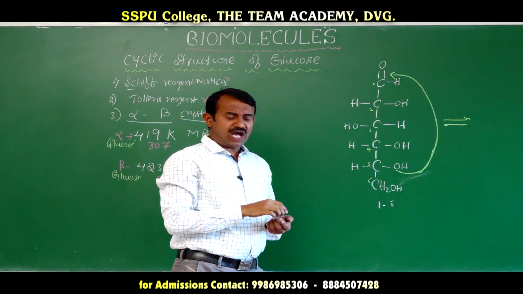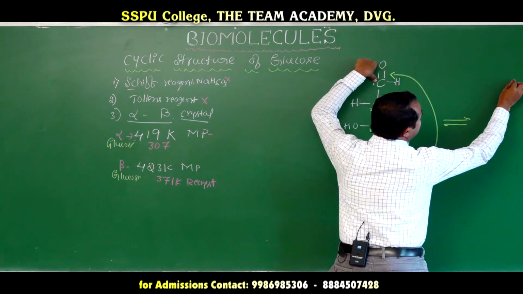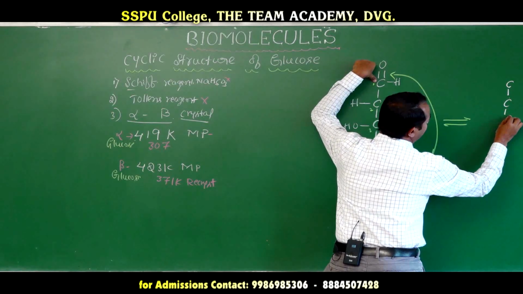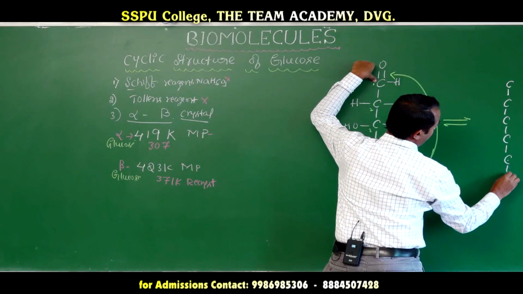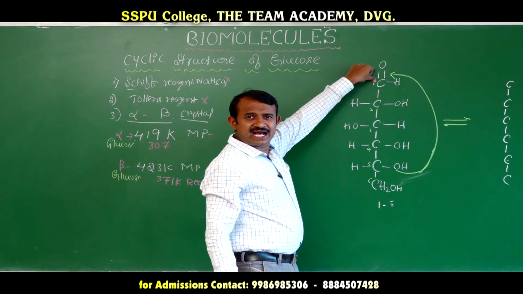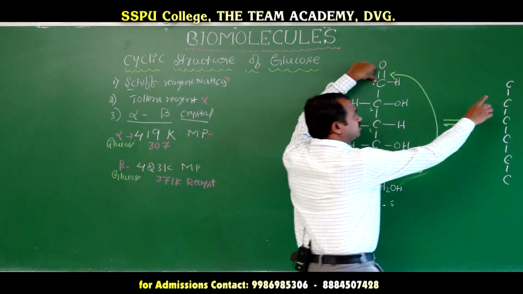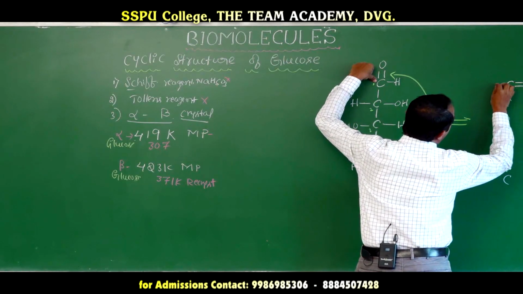Listen here, in total you have to write 6 carbons. When the 6 carbon chain is there, the first one you have to write is C double bond OH.